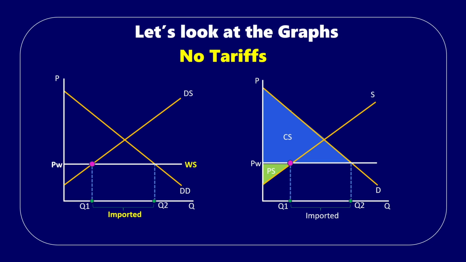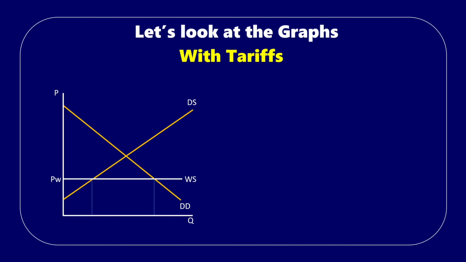But now let's see what happens when a tariff is introduced. Before, the world price was PW, set by the world supply. But once the government adds a tariff, foreign sellers have to pay an extra cost to sell in our country. That means the world supply line shifts up from WS to WS plus tariff. This new line represents the higher effective price of imports after the tax. As a result, the price in our country rises from PW to PT.